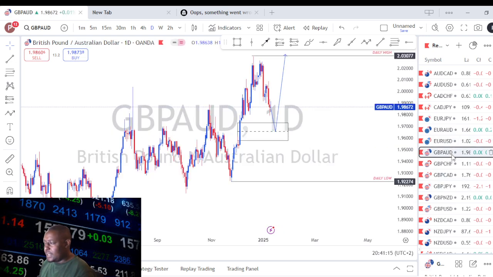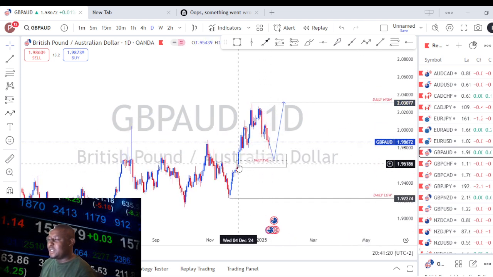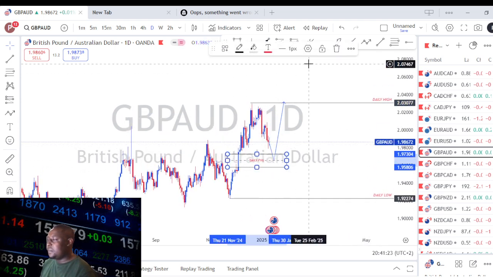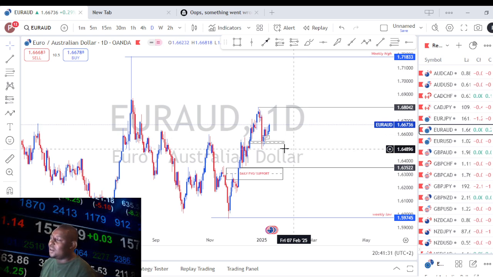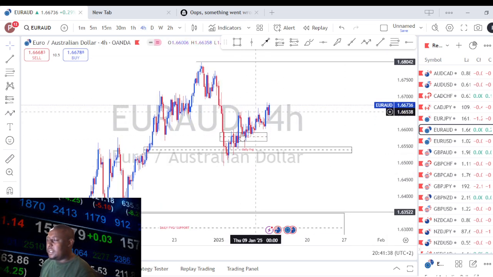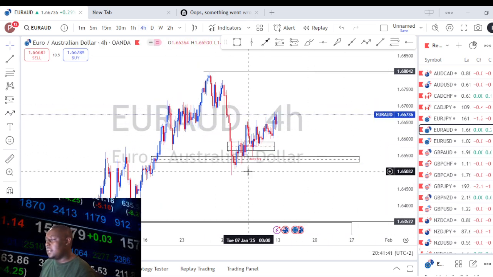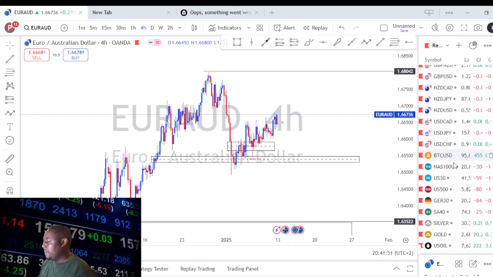GBP AUD, it's giving us a bullish signal. Just waiting closely for a retest to this support or this daily fair value gap to continue to the upside. So also the Euro AUD, I don't like Euro AUD technically. I don't like how it's looking, so I'm staying out. And you can see that it's a bit choppy for me. There's no acceleration or momentum to the upside or to the downside either way. So I am staying out.